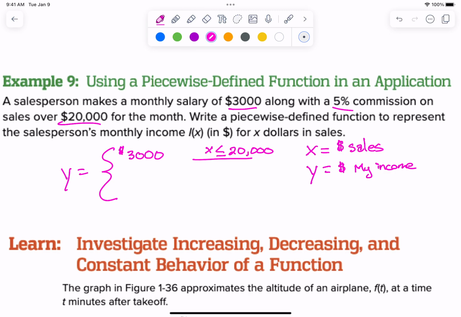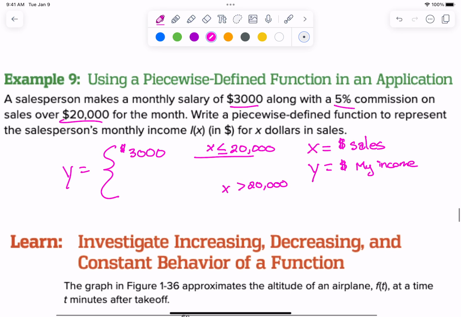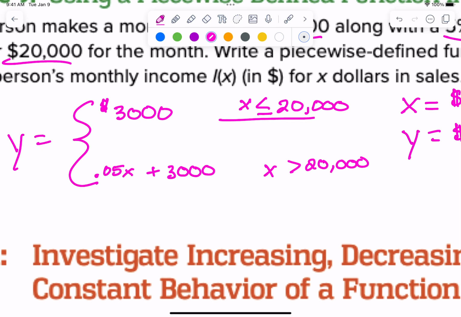Okay. But if I sell greater than 20,000, you see how this works? If I sell greater than 20,000, I'm making the plus 5%. I'm making the $3,000 plus 5% of what? X. Of whatever I made, right? Or whatever I sold. So 5% of X or 0.05X. Does that make sense? I make a 5% commission on how much I sell, but that's only if I sell more than 20,000. Does that make sense?